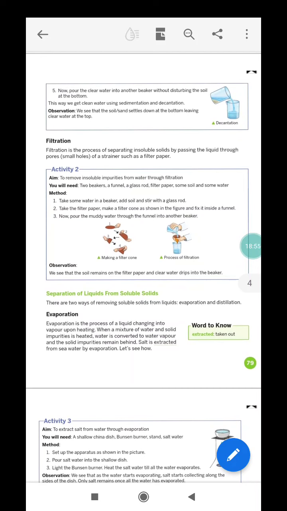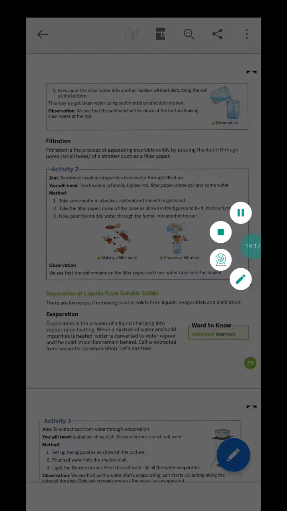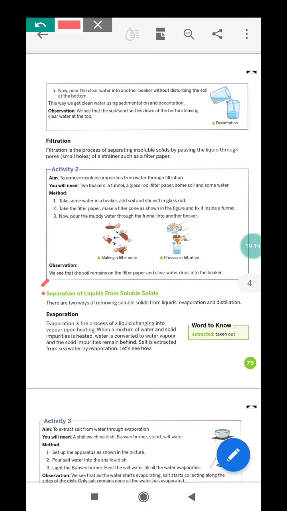Next day we will read about separation of liquid from soluble solids. So you have to do the activity Science in Kitchen and the Revision Zone on page number 77 in your Google Classroom, where the assignment is created and you have to submit it. Next day we will start from separation of liquids from soluble solids.